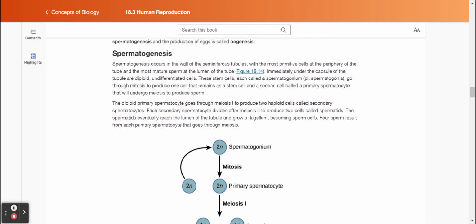Spermatogenesis. Spermatogenesis occurs in the wall of the seminiferous tubules, with the most primitive cells at the periphery of the tube and the most mature sperm at the lumen of the tube.